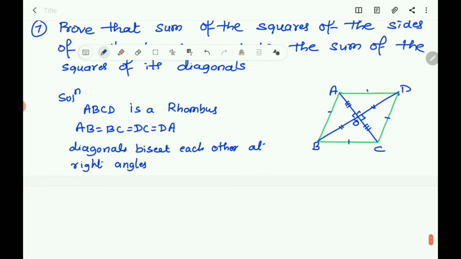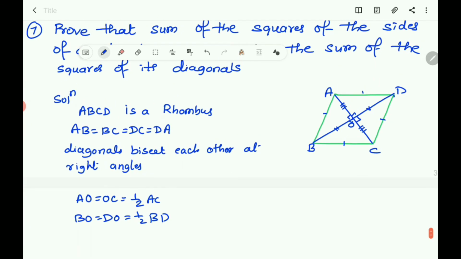So here you can have AO is equal to OC is equal to half AC, and also BO is equal to DO is equal to half BD.